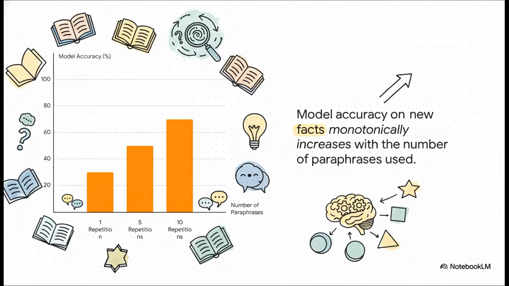Check out this chart. As they fed the model more and more paraphrased versions of each new fact, from 0 all the way up to 10, the model's accuracy on questions about those facts just kept climbing. It's a really cool insight. Just showing it the fact once isn't enough. The model has to see it from different angles to really get it.